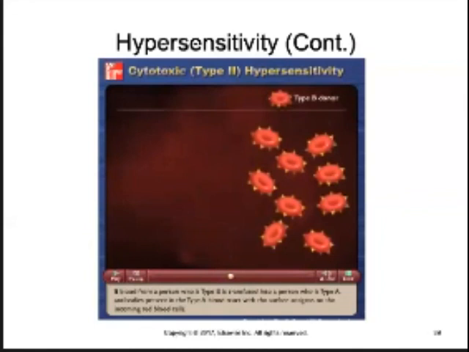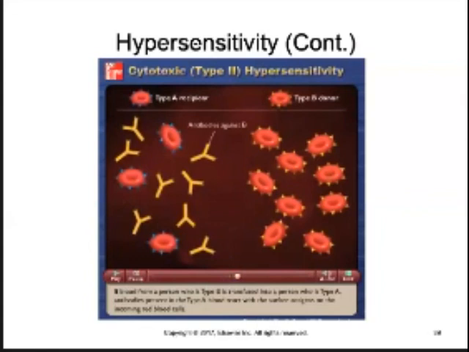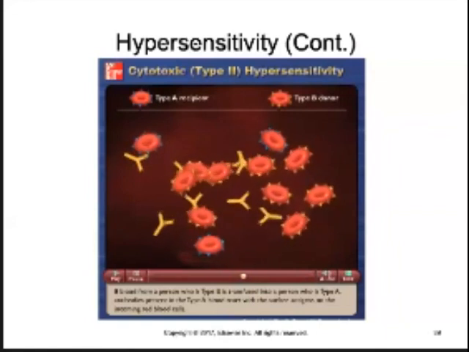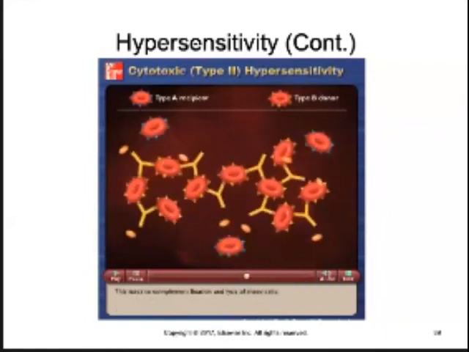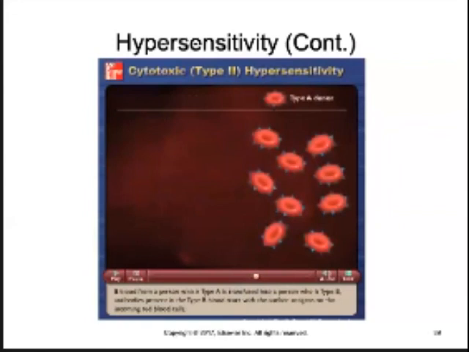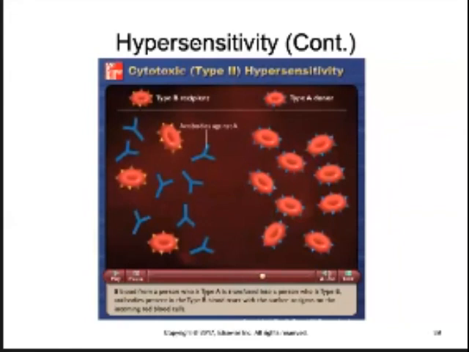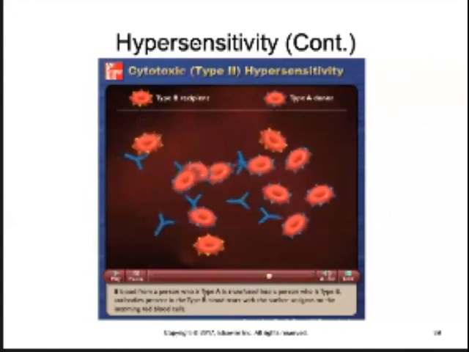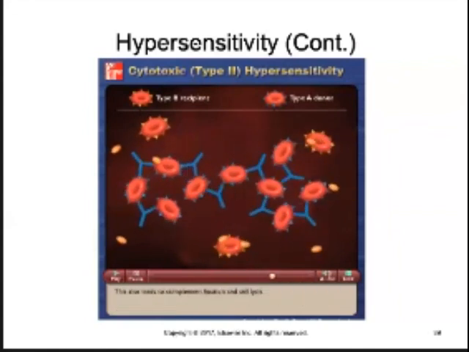If blood from a person who is type B is transfused into a person who is type A, antibodies present in the type A blood react with the surface antigens on the incoming red blood cells. This leads to complement fixation and lysis of these cells. Blood from a person who is type A is transfused into a person who is type B. Antibodies present in the type B blood react with the surface antigens on the incoming red blood cells. This also leads to complement fixation and cell lysis.